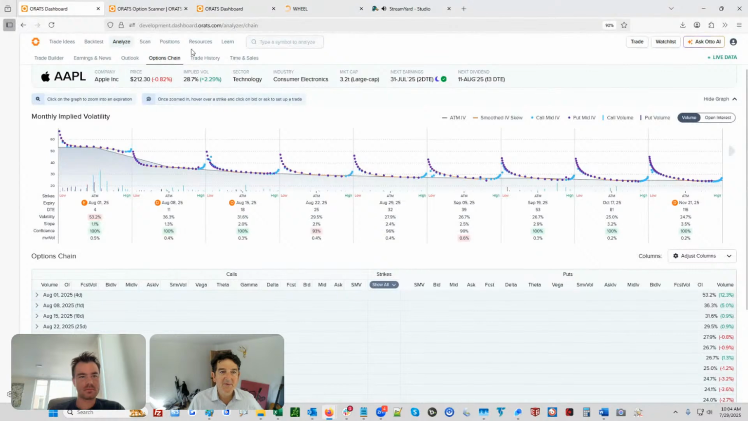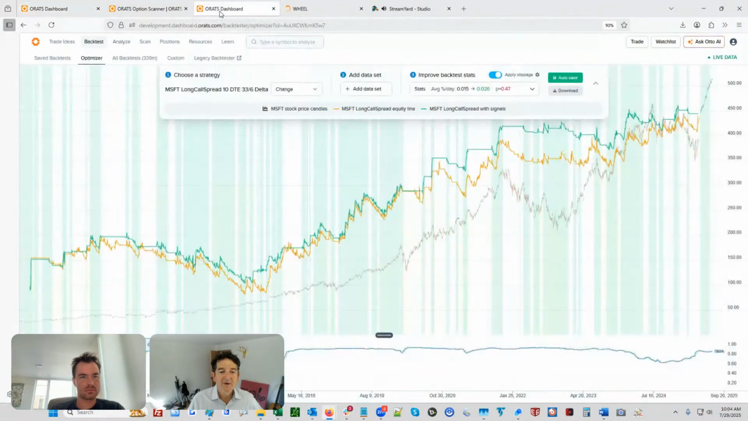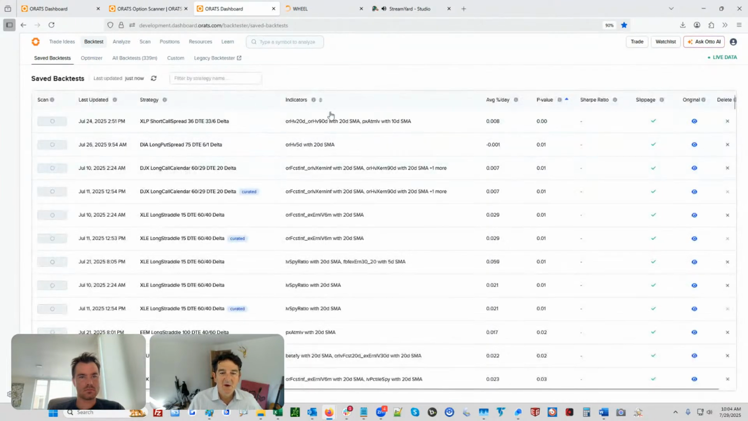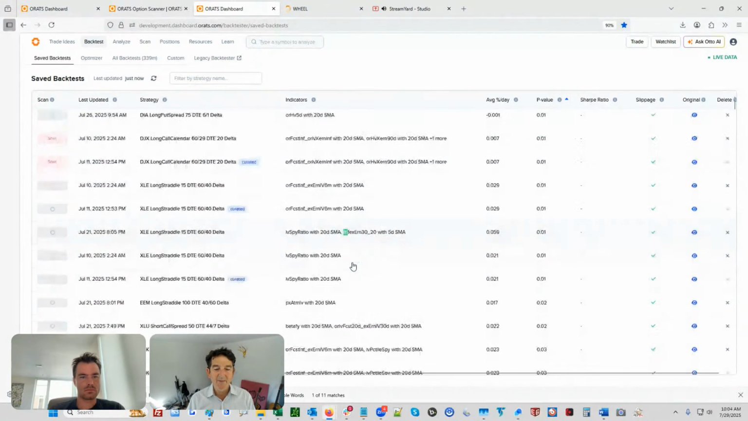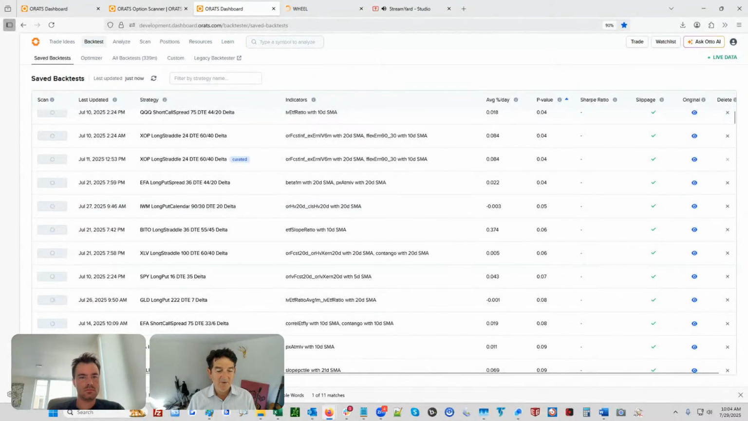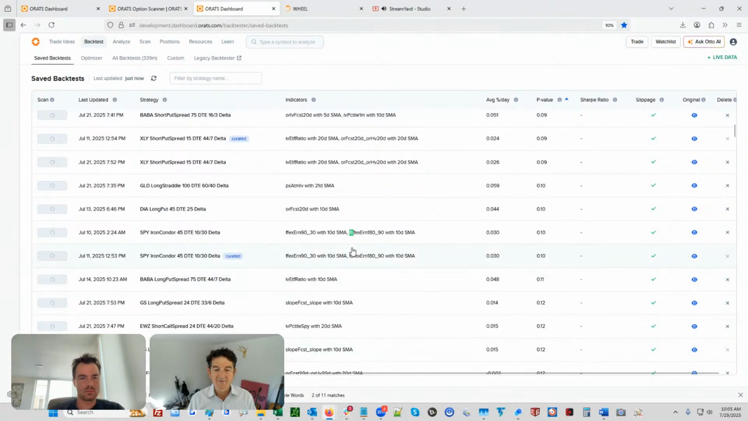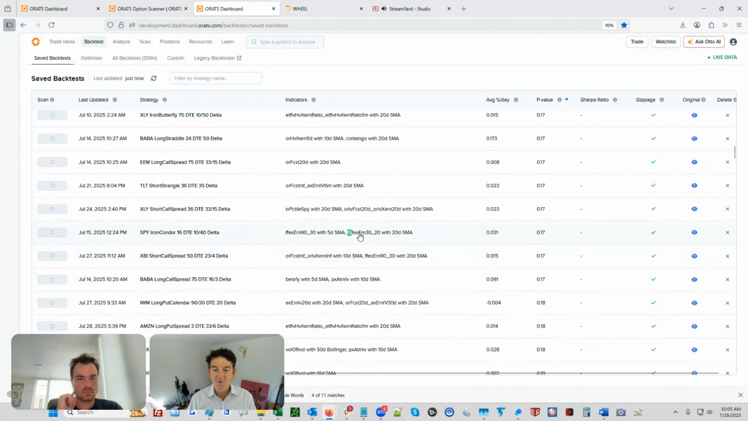Yeah, so in the dashboard, if you go to my saved backtests, if you look in the indicators, here's an FB, and we'll talk about what that means. There are 11 of these that use FB. This is the forward 180 to 90, 180 to 90, 30 to 20. So a number of these use that.